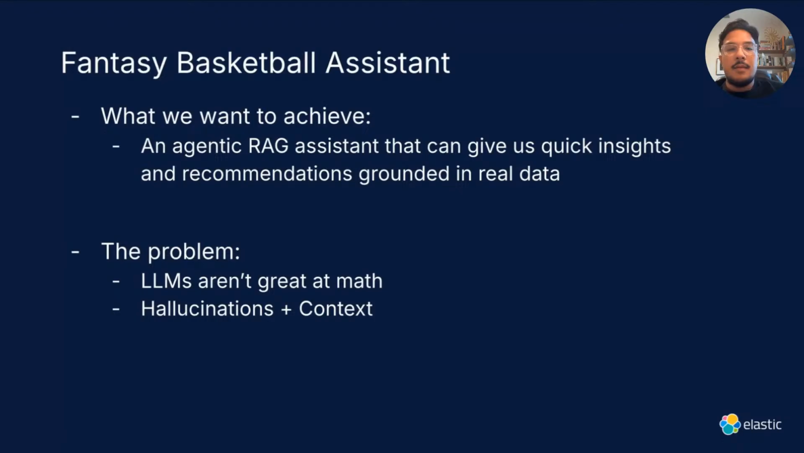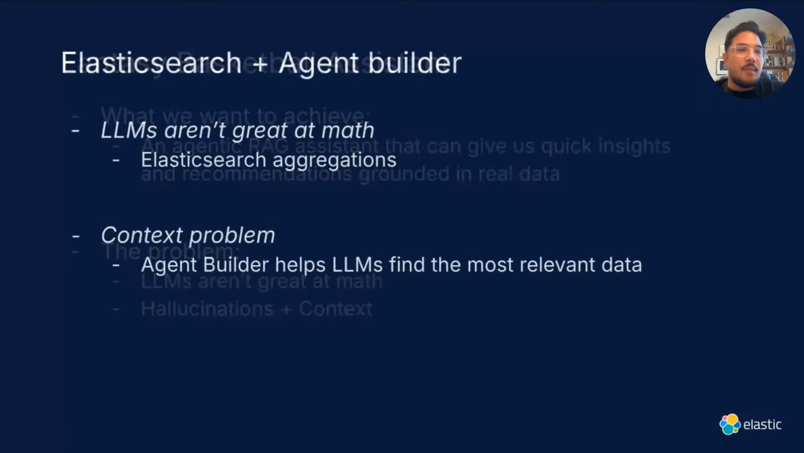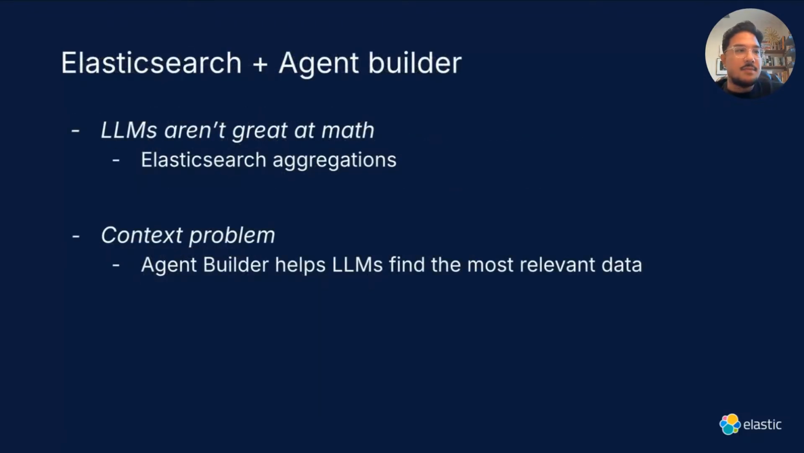We have two problems with using raw LLMs. Number one, LLMs aren't great at math, and two, a lot of times LLMs don't know where to pull the data from, and that can lead to hallucinations and that whole context problem. How Elasticsearch and Agent Builder help with the math problem is that Elasticsearch has aggregations built into it natively, so you can find stuff like the averages for a specific stat, and you can do that all within Elasticsearch already.